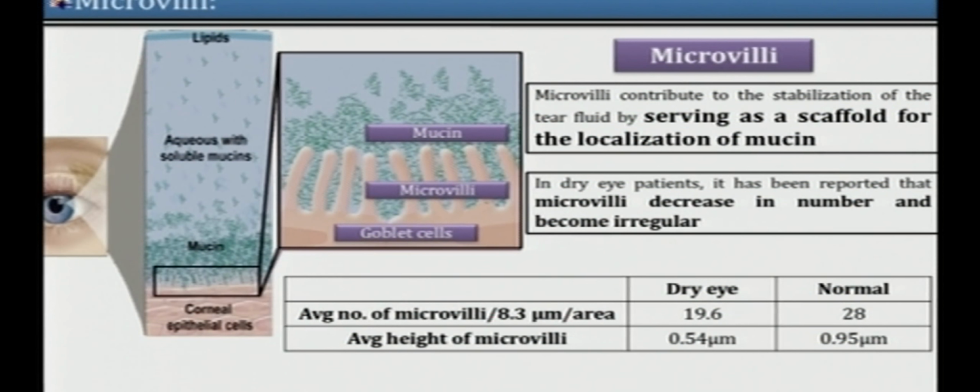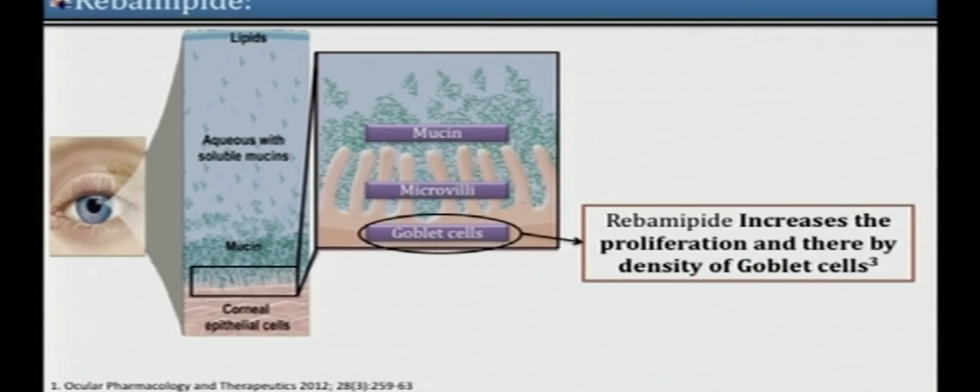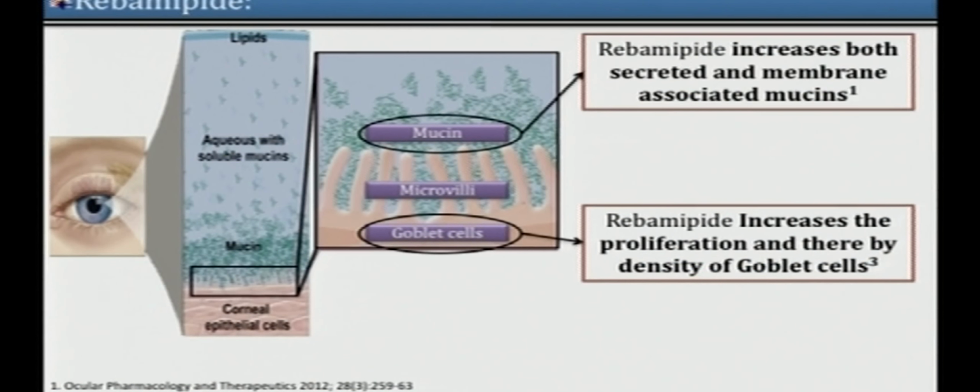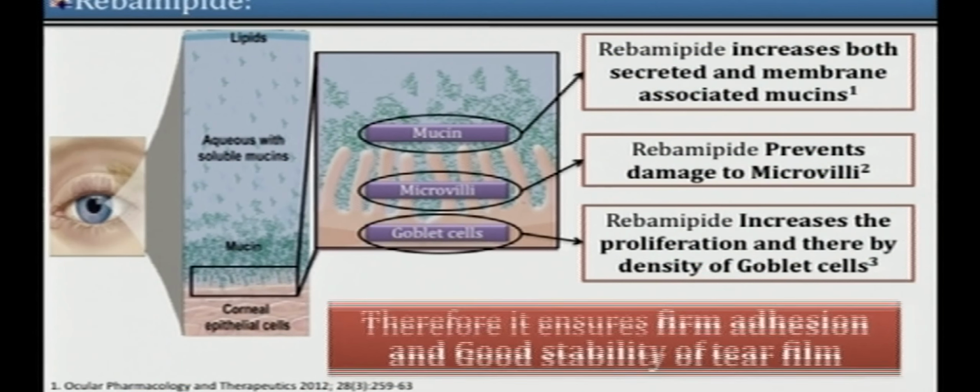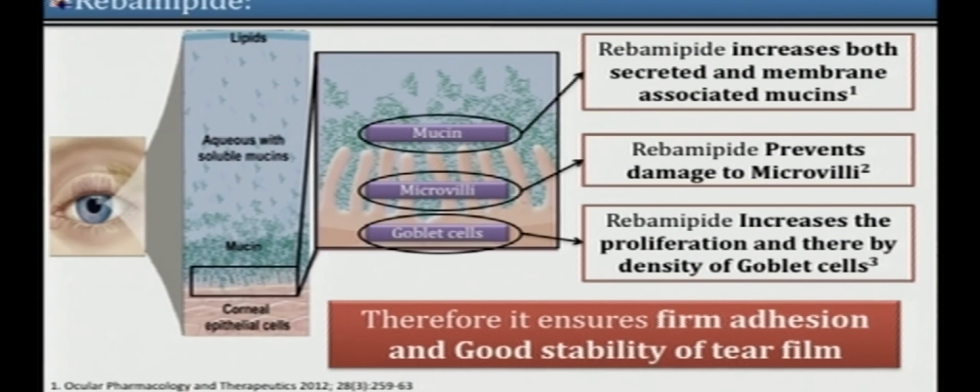The microvilli are the building blocks on which the mucin sits. So if the microvilli are stronger, longer, taller, then the base of the tears will be much better. If you see these slides over here, the number of microvilli and the length of the microvilli increase with Rebamipide. So it improves the microvilli and the goblet cell proliferation as well. It also prevents damage to the microvilli. So it has multiple ways by which it ensures a firm adhesion, and therefore the base of the tears is stronger.